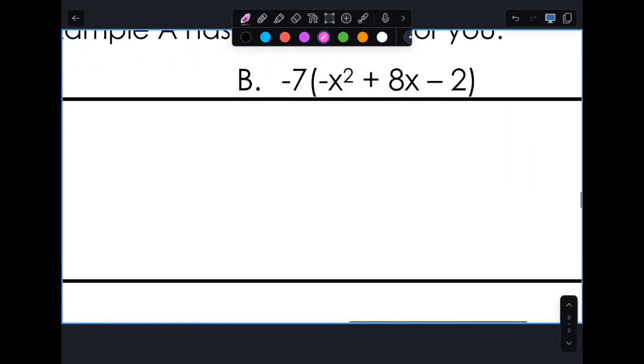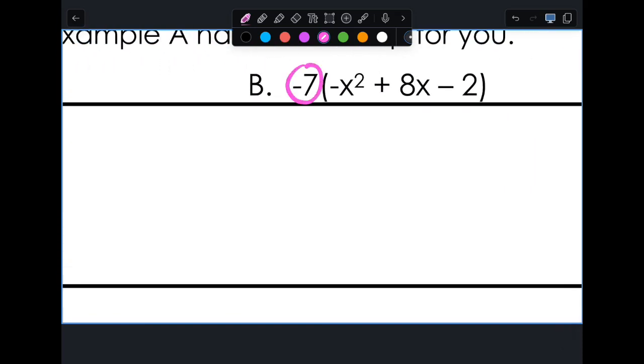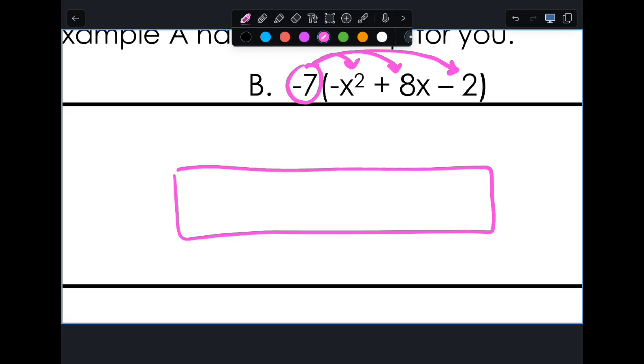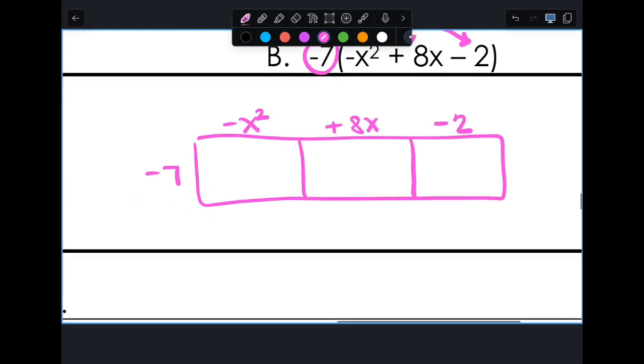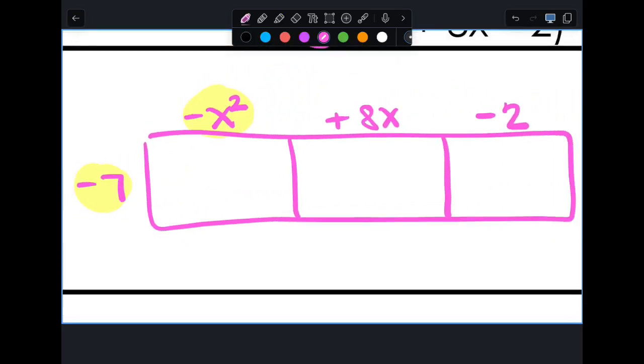This time we're distributing a monomial across a trinomial. So go ahead and draw your box and make sure it's split into 3. Everybody got your boxes drawn?